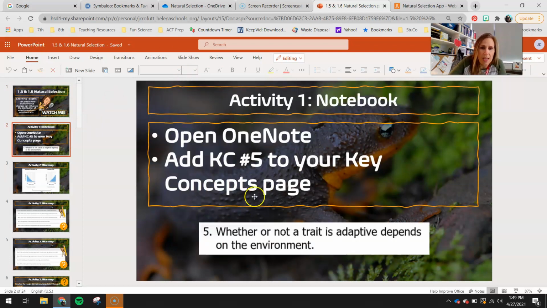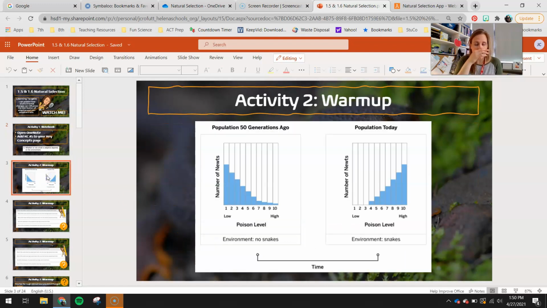Alright, so moving on, not a ton to add to your notebook today, but go ahead and open your OneNote and add key concept number 5 to your key concepts page. Key concept 5 says whether or not a trait is adaptive depends on the environment. So we really can't decide by looking at a trait whether it's going to help an individual survive or make it less likely for that individual or population to survive if we don't know anything about its environment. All right, so let's move on.